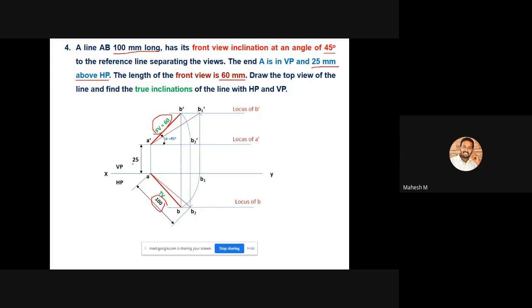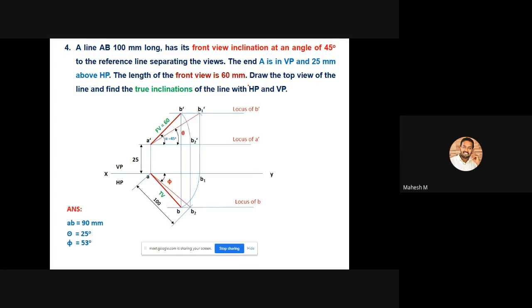Okay, so here we have a 25 mm dimension, and also we have an angle of 45 degrees, and also we have a front view length, and also we have a true length. So these are all the four dimensions that are available in our problem. So you should dimension it like this, and finally you have to mention the required dimensions.